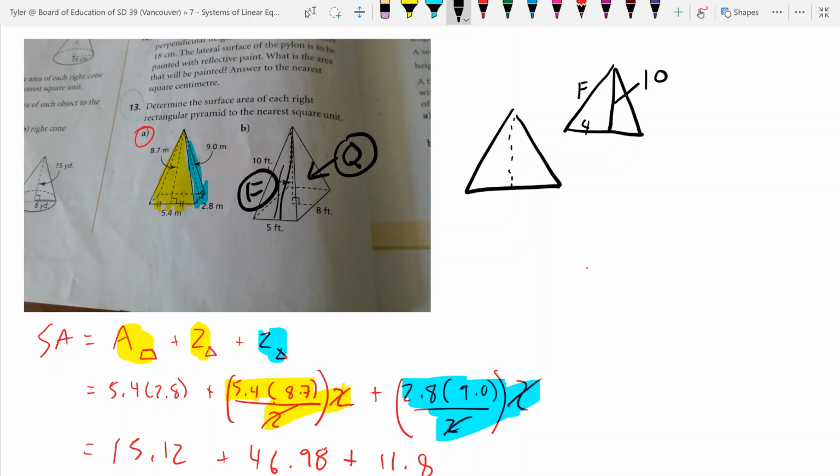Okay, so I'm going to use Pythagorean, so 10 squared plus 4 squared equals F squared. So it's going to be 116 equals F squared. F is equal to the square root of 116, 10.8. Okay, then we're going to find the slant height of Q as well. We're going to use the same thing.